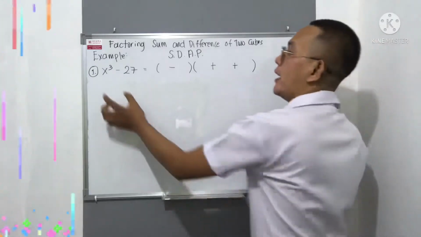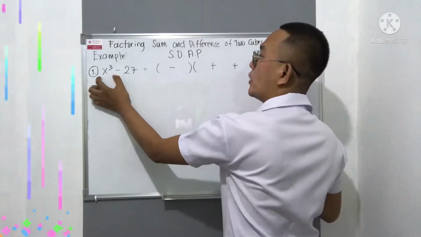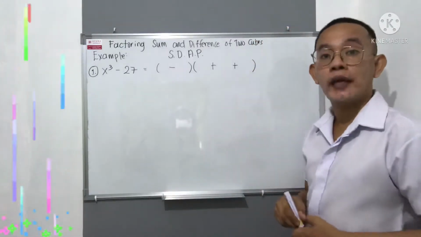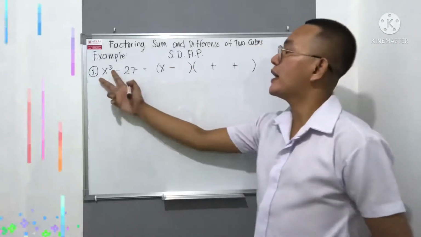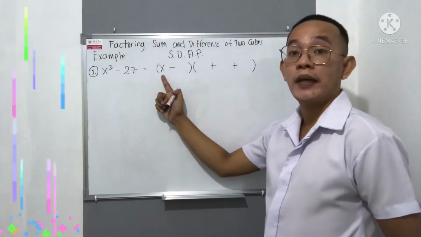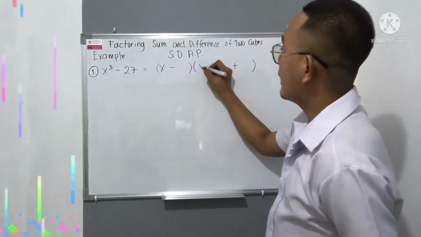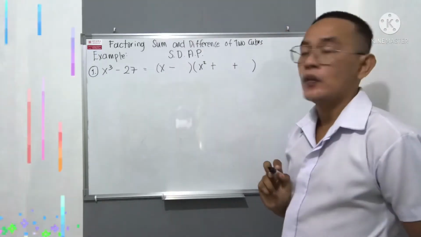So kunin muna natin yung cube root ng x cubed. Ano ba ang cube root ng x cubed? Ang cube root ng x cubed natin ay x. So kung i-divide natin yung x cubed sa x, ilan na lang yung magiging sagot natin? So magiging x squared. Okay, next.